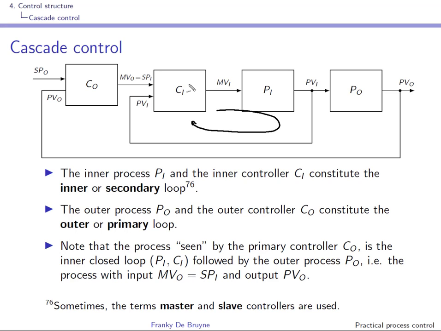Sometimes we replace inner by secondary or slave, and here you have the outer loop with the outer process and the outer controller. Sometimes we replace outer by primary or master. Notice that the process that is seen by the outer controller goes from the outer MV, which is the inner set point, to the outer PV.